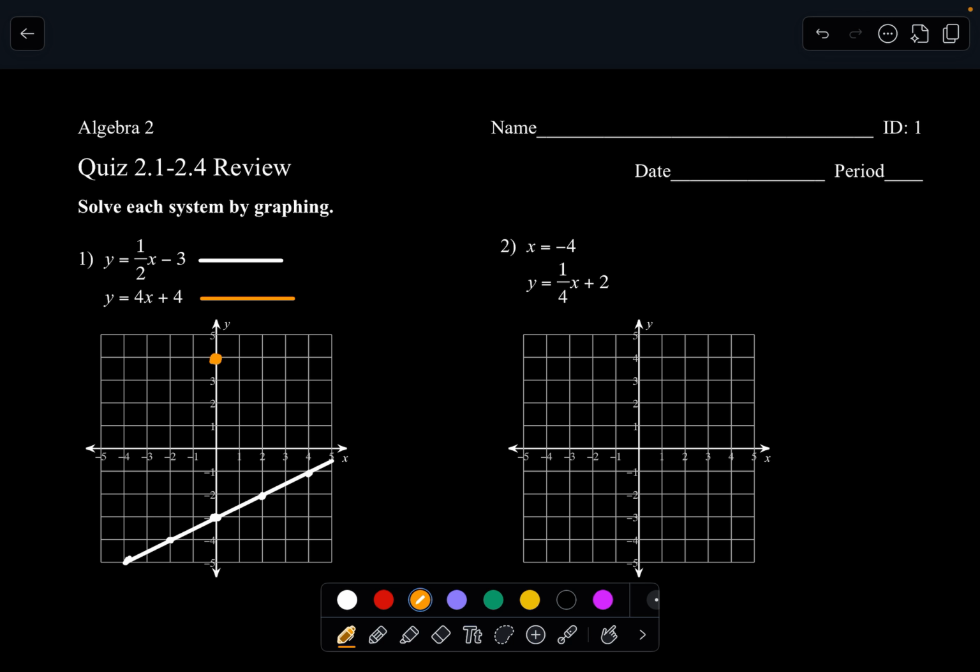Now for the orange line, y equals 4x plus 4, so we're here. Now the problem with the slope of 4 being you go off the grid, so instead of going up 4, up 1, 2, 3, 4, and to the right 1, we're going to reverse it and go down 1, 2, 3, 4, and to the left 1. Down 1, 2, 3, 4, and to the left 1.